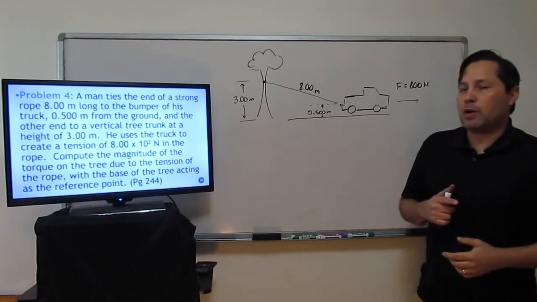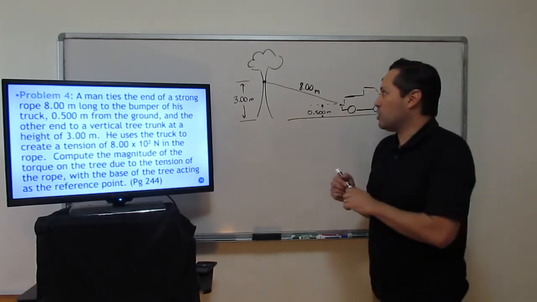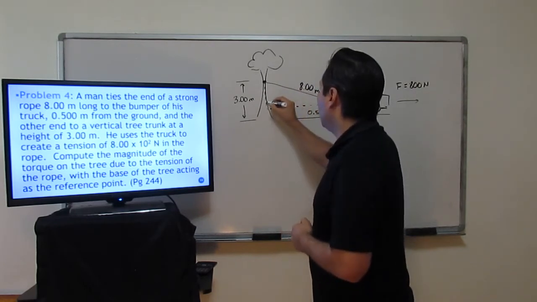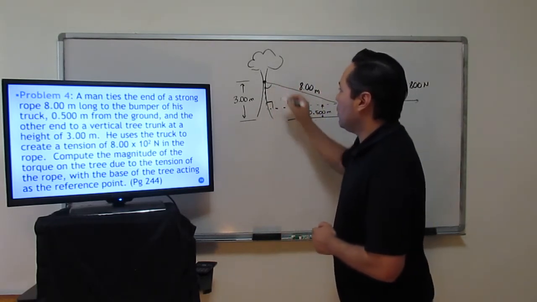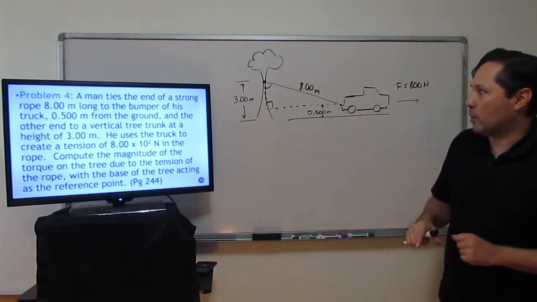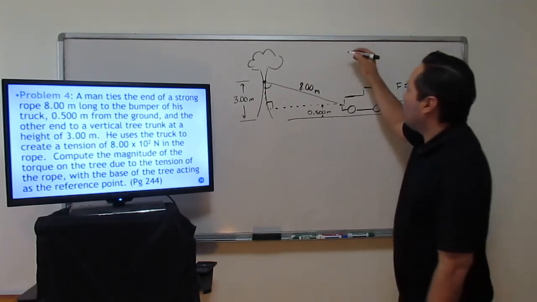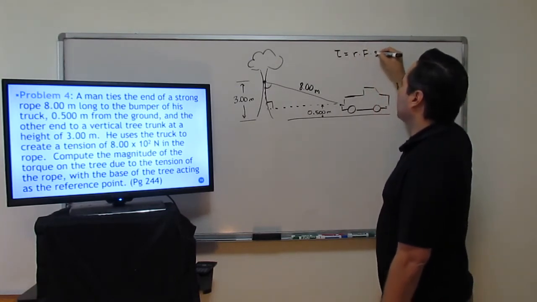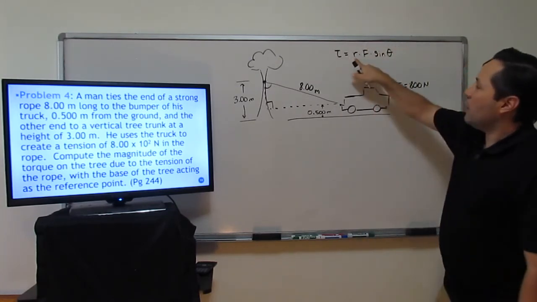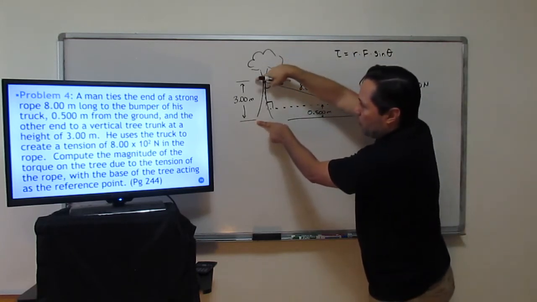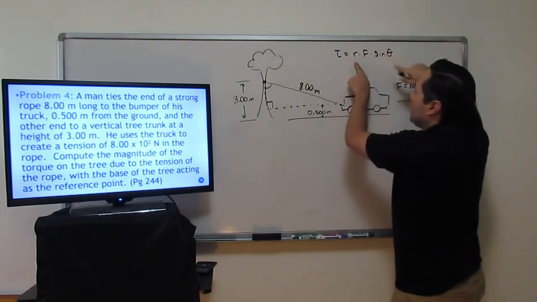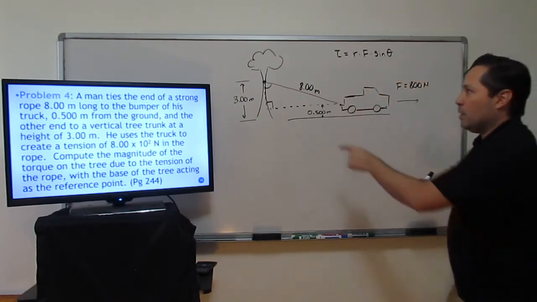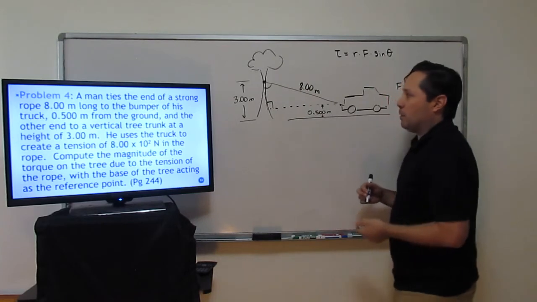To solve this problem, we need to know at what angle this force is being applied. So we're going to draw a right triangle right here and figure out that angle. After we have that, we can easily put it into this formula. We have the R, from the pivot point to where the rope is applied, that's 3 meters. We have the force, 800. So what we really need is the theta, the angle at which the force is being applied.